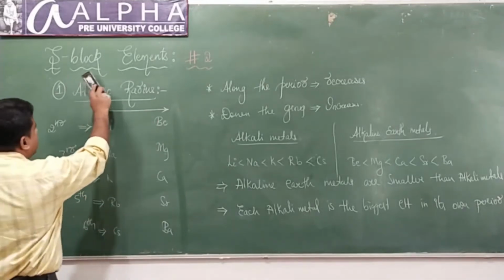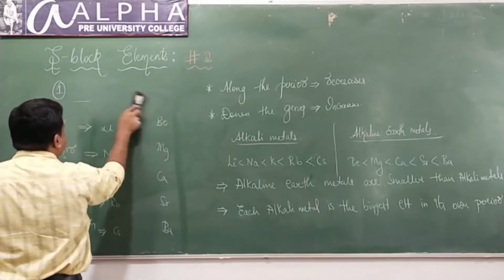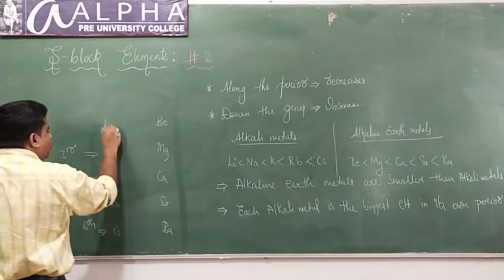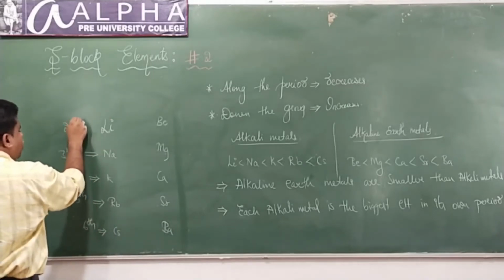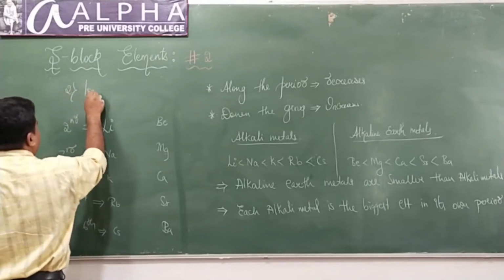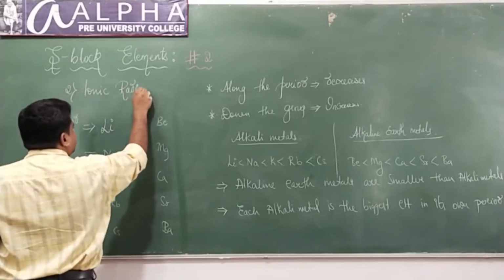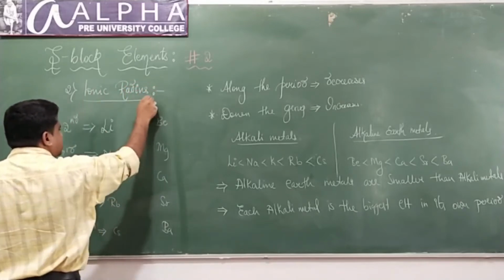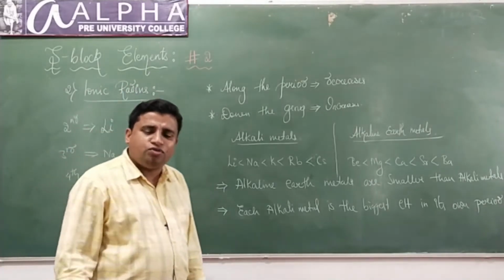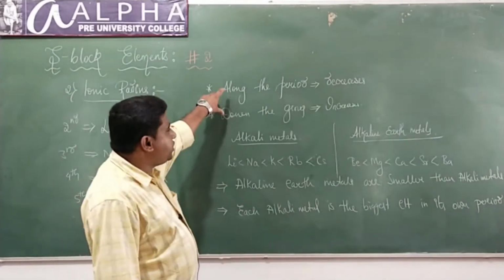Now, the next physical property. We have finished atomic radius. The next I'll be talking about is ionic radius. What about ionic radius? We know ionic radius will follow the same trend. Ionic radius will follow the same trend as that of atomic radius.